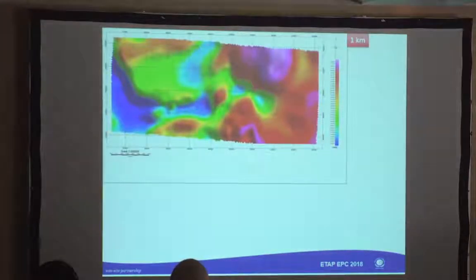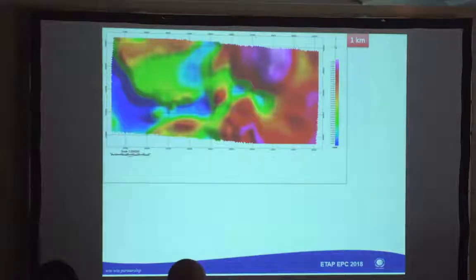Let's move on now to the upward continuations. In order to get an idea about depths, we applied 4 levels of upward continuation, starting at 1 kilometer altitude. There is no big difference between the upward continuation and the Bouguer anomaly map.